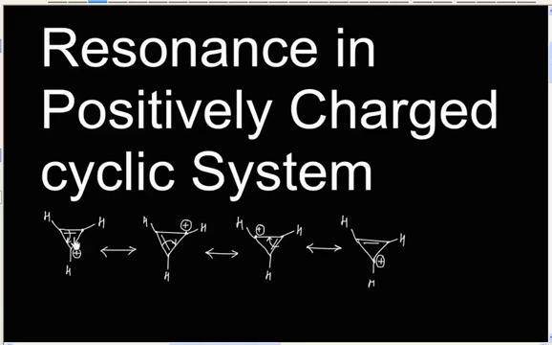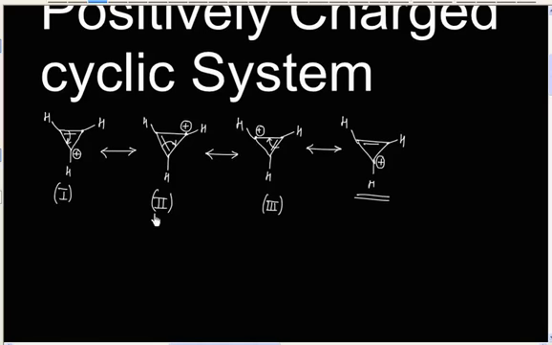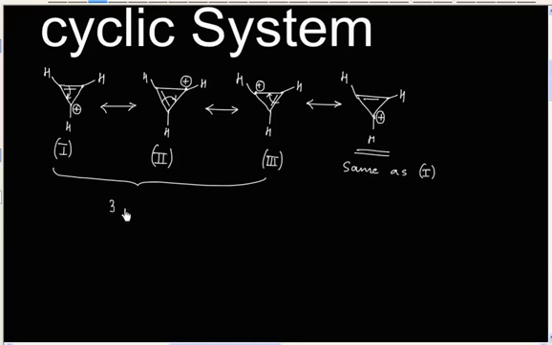So what we are doing, we are shifting these electron clouds. We are shifting the double bond. So this is resonating structure 1, this is 2, this one is 3. And now if you see this resonating structure, this is same as resonating structure 1. So this is not a new resonating structure. So this means for this system we will be having 3 resonating structures.